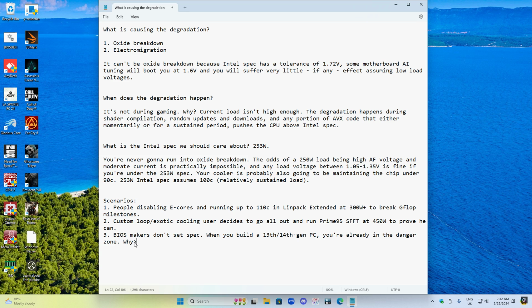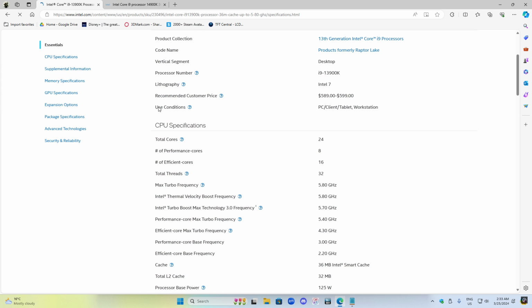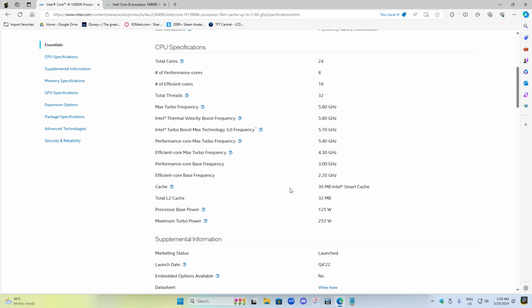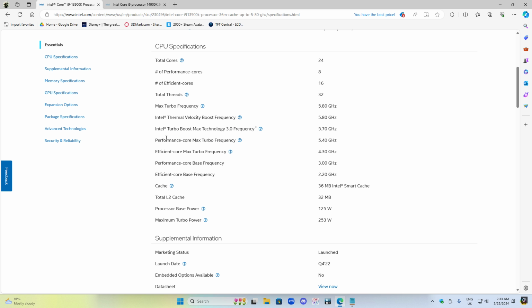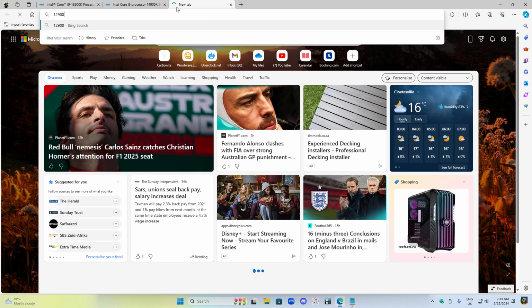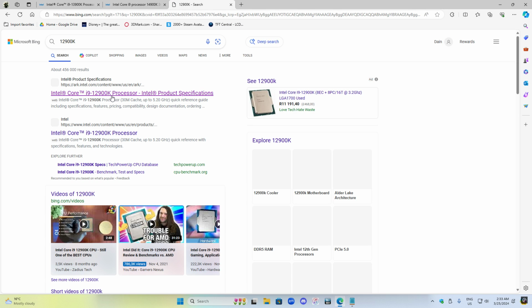Why? They don't follow Intel spec, even with the P-cores. So if we go back to Google, notice the i9's turbo frequency. This one's the one you care about. You don't care about these; forget about these. In fact, let's get the 12900K in here, because we're gonna do a bit of a history lesson.